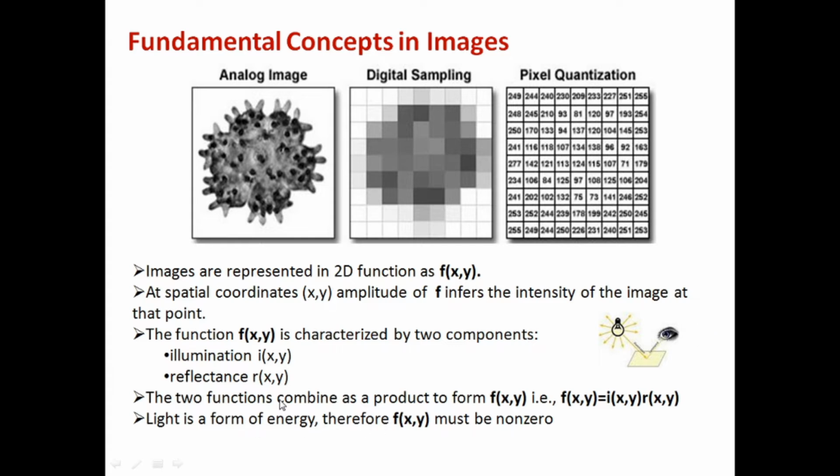That means the image is expressed as a function of illumination as well as reflectance. Anyhow, light is a form of energy. That means f of x comma y must not be 0. This is what generally happens for digital images.